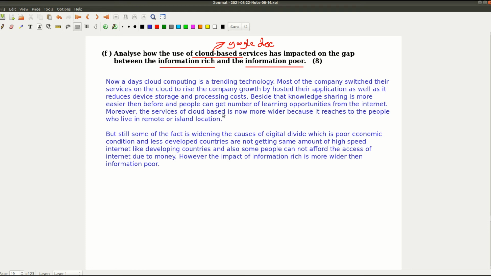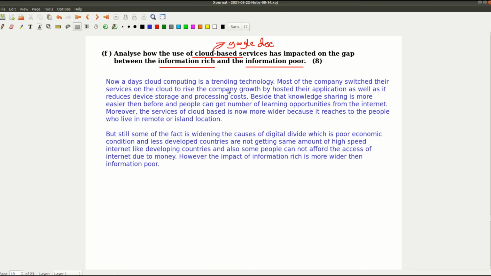Moreover, the reach of cloud-based service is now wider because it reaches people who live in remote or island locations. Nowadays, even people who are living in villages get the internet. So on that basis, it is wider.